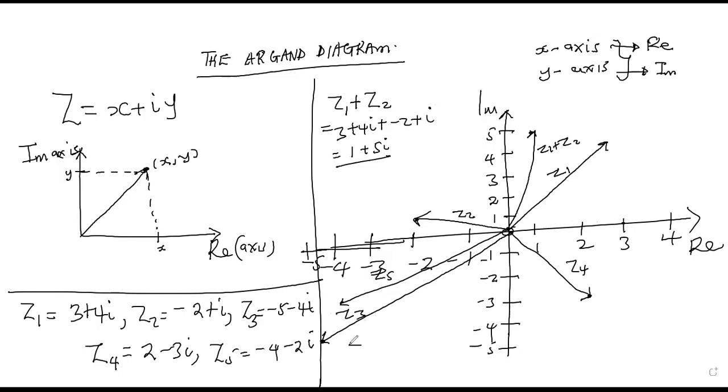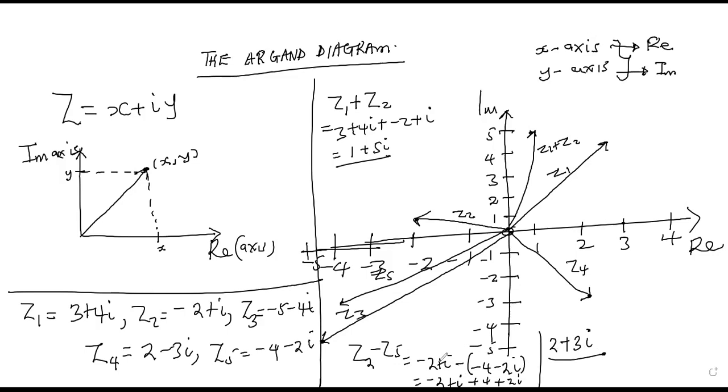What if it was maybe Z2 minus Z5? If they want you to plot this, first work it out. Z2 is negative 2 plus i. Then when you're subtracting, use brackets: minus 4, then minus 2i. So when you open the brackets, it will be negative 2 plus i, then plus 4, then plus 2i. So when you add this, negative 2 plus 4 is 2, then i plus 2i is 3i. So Z2 minus Z5 is the same as 2 plus 3i.